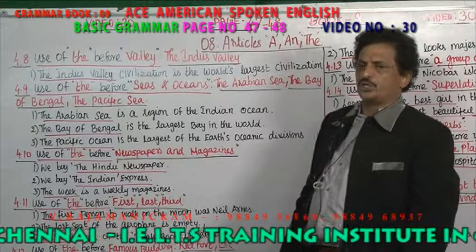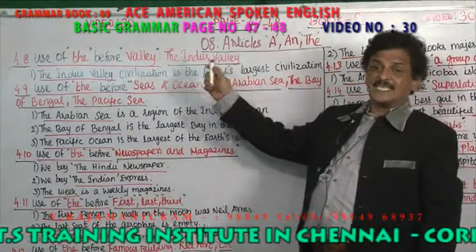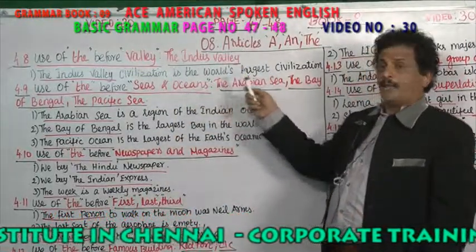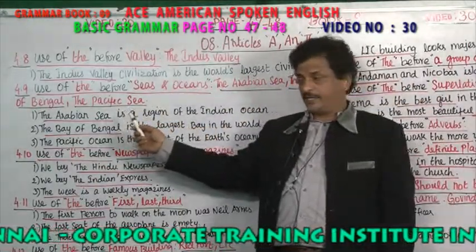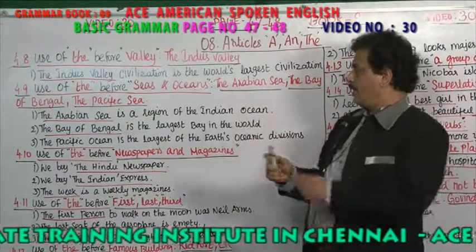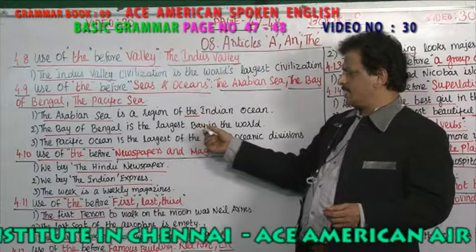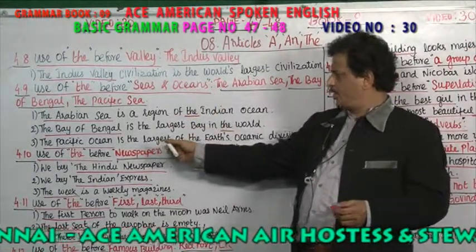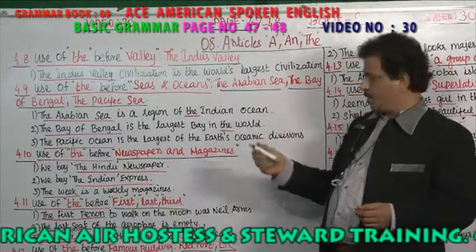So, the is used in front of the valleys, use of the before seas. The is used before the oceans, the Arabian Sea, the Bay of Bengal, the Pacific Sea. The Arabian Sea is a region of the Indian Ocean. The Bay of Bengal is the largest bay in the world. The Pacific Ocean is the largest of the Earth's oceanic divisions.